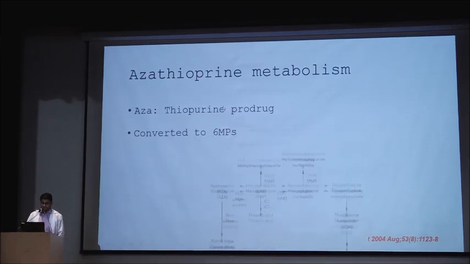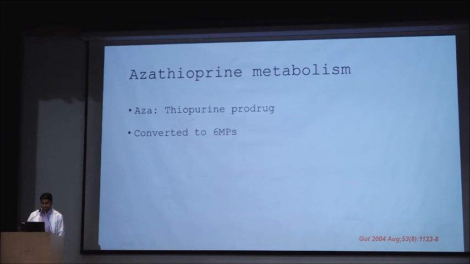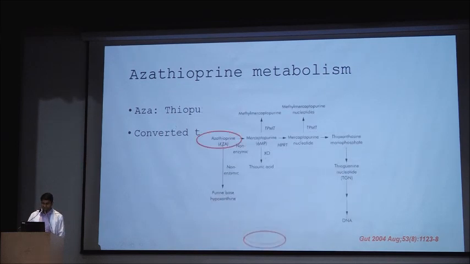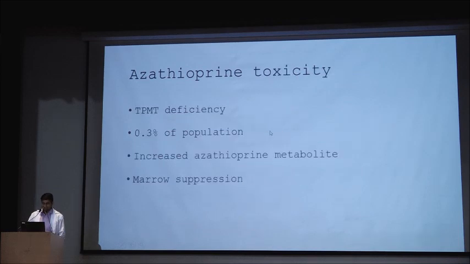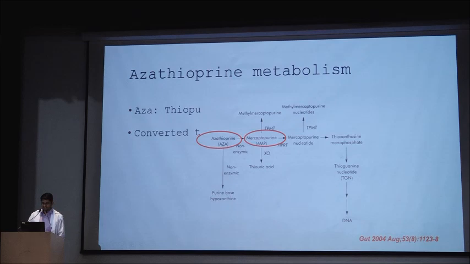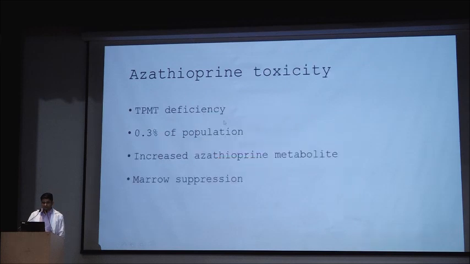So, coming to azathioprine metabolism, azathioprine is a thiopurine prodrug. This gets converted to 6-mercaptopurine in the blood and is ultimately metabolized to thioguanine. This is the active molecule that is responsible for the immune suppression.